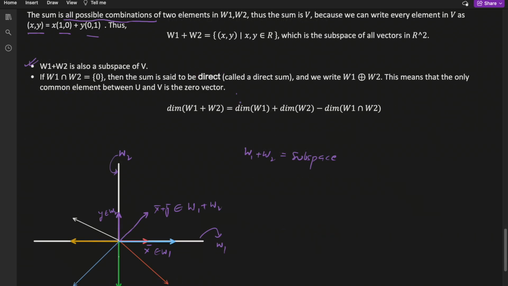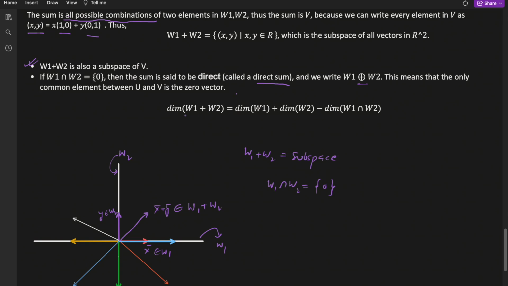Now there is one special term called direct sum. So what is direct sum? If the intersection between the two subspaces is the null vector, for example, in this case W1 and W2, the intersection between these two subspaces is the null vector only, then such a sum is called a direct sum, and it is denoted using this operator.